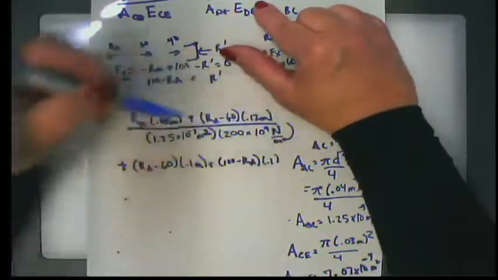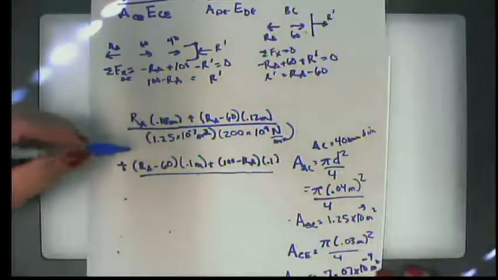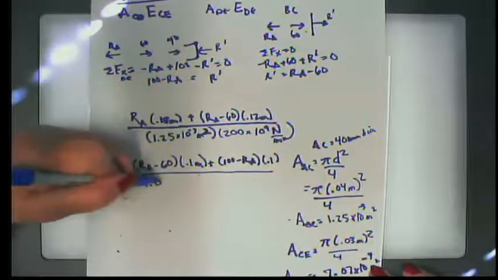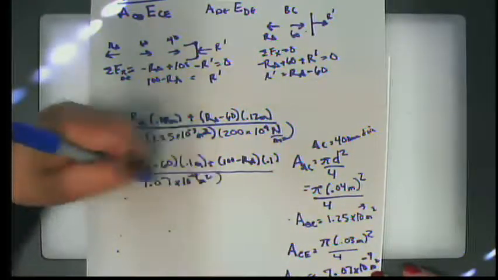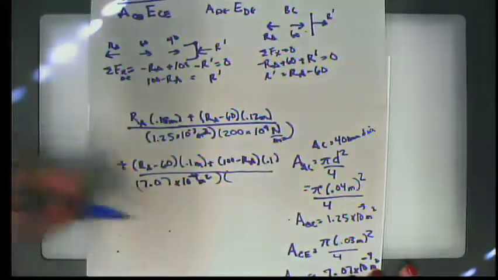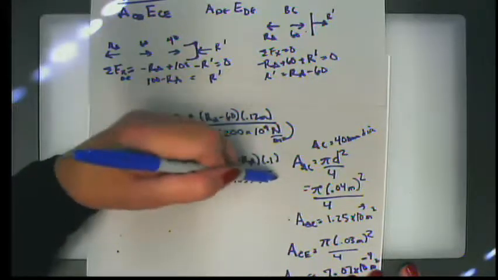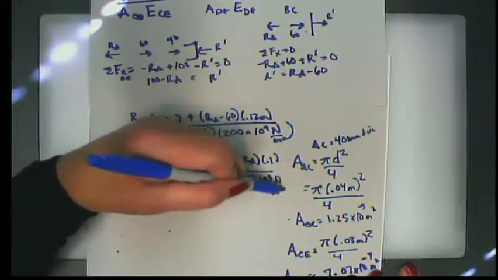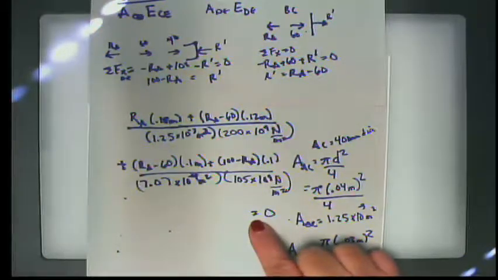Oh, I could factor that out too. But that's okay, we're already here. Divided by the area, 7.07 times 10 to the minus 4 meters squared, times the modulus of elasticity for brass, which is given as 105 times 10 to the 9th, because it's gigapascal Newton per meter squared. And all of those things added together equals 0.